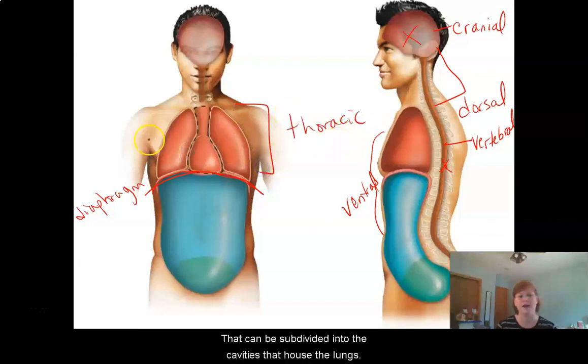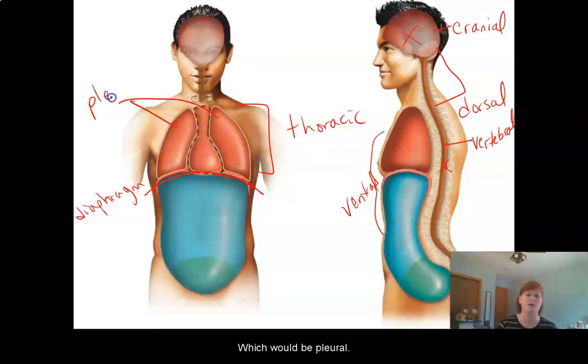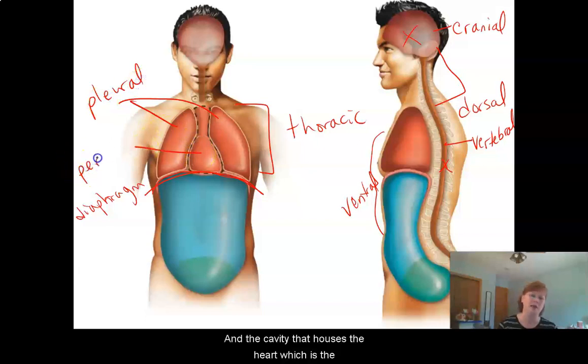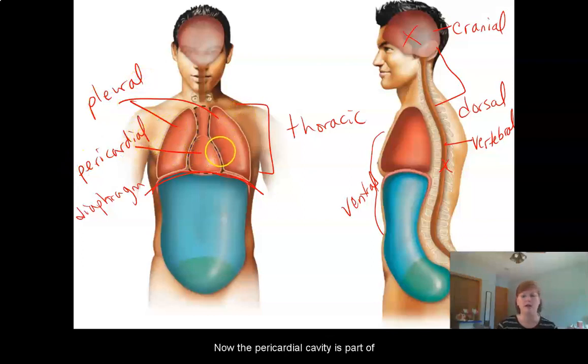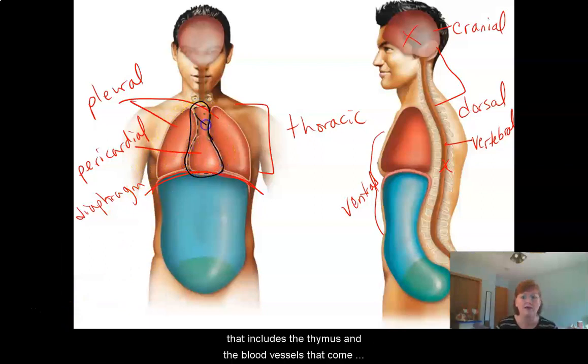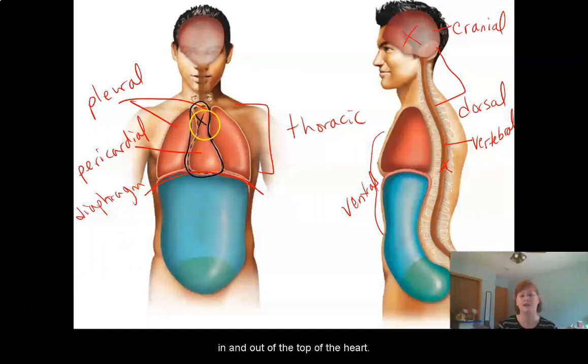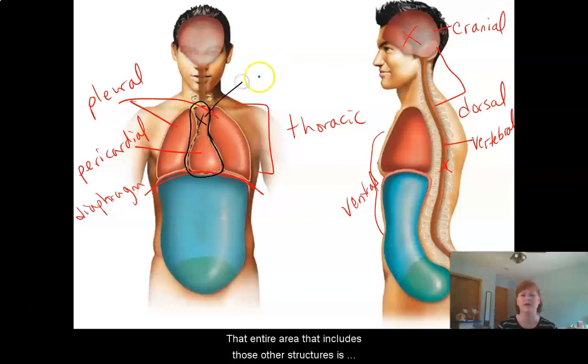That can be subdivided into the cavities that house the lungs, which would be pleural, and the cavity that houses the heart, which is the pericardial cavity. Now, the pericardial cavity is part of this larger cavity here that includes the thymus and the blood vessels that come in and out of the top of the heart. That entire area that includes those other structures is called the mediastinum.